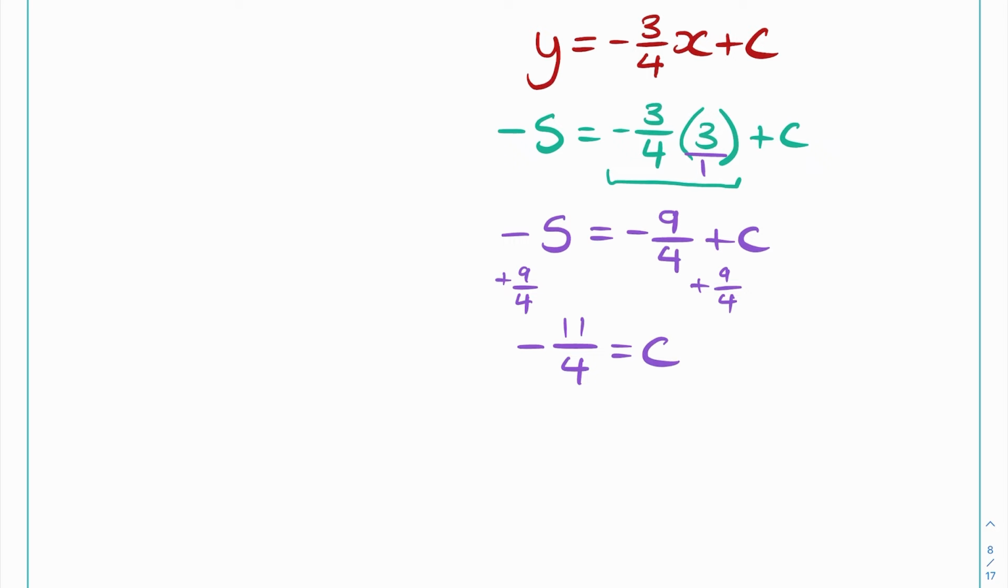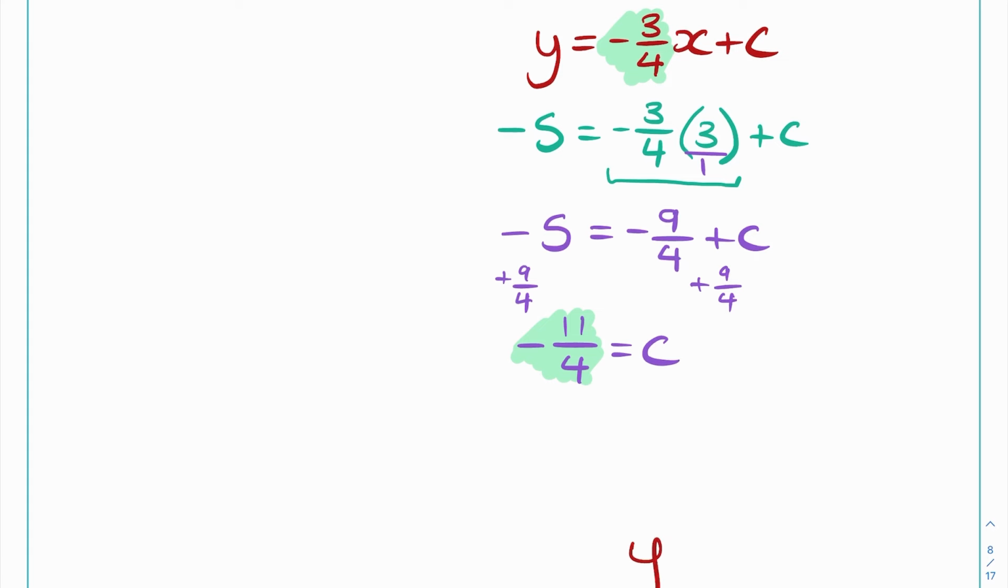Now that is pretty much our final step there, because now we have all of the pieces that we need in order to write our equation. We know the gradient, which is up here, -3/4. We know the y-intercept, or the value of c there, -11/4. So we just need to put all the pieces together.